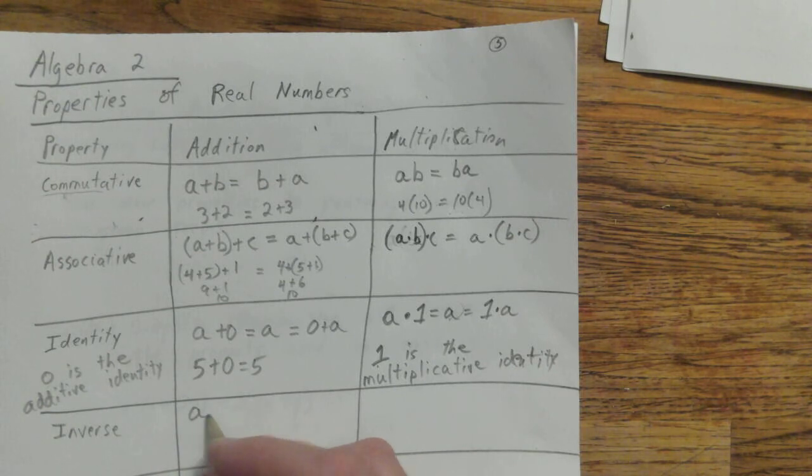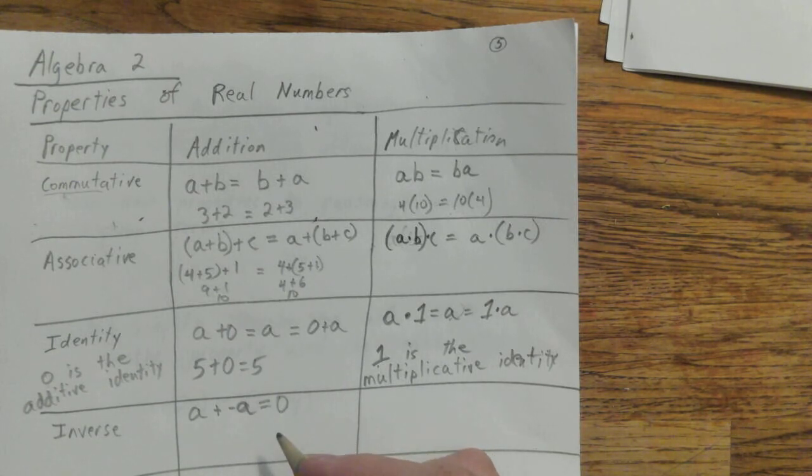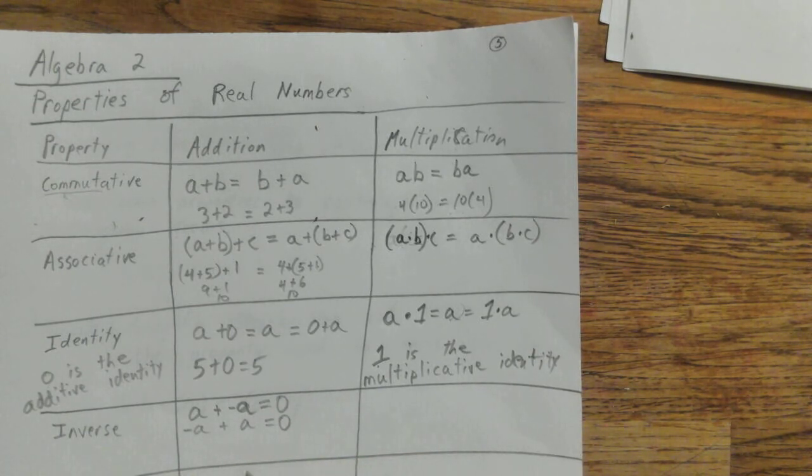Inverse. A plus negative a is 0. Or negative a plus a is 0. So negative a is the additive inverse of positive a, and vice versa. So it's the opposite. It's the one that gives you the additive identity.